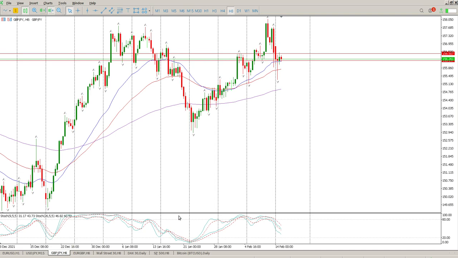Moving on to the pound, British pound, Japanese yen. Buyers are definitely coming in here yesterday. Oscillators are lining up quite nicely. I'm just going to move this level that we looked at yesterday. That is our line in the sand.